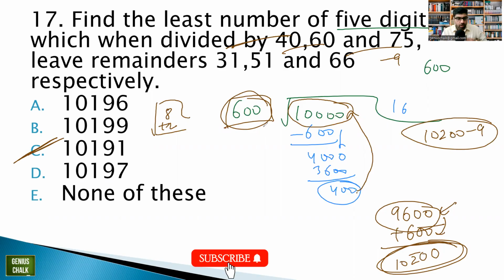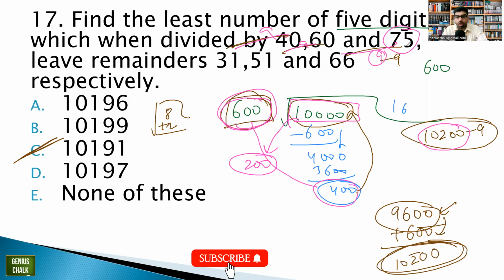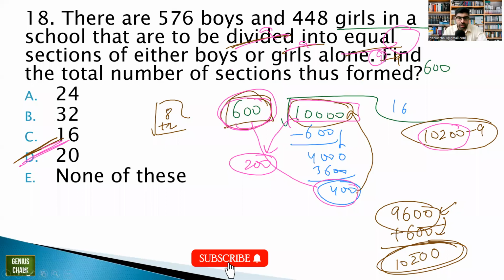So this is one way. Or after finding this division, there is a shorter way: always take the difference of the divisor and the remainder. What is the difference? 200. So add 200 to this, and 10,200 will directly come. Subtract this 9 from this, why 9? Because that was the difference of divisor and remainder. So my answer is 10191. I hope the concept is clear.